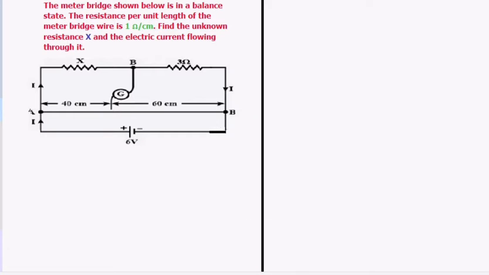In this video, we are going to be looking at problems on meter bridge. Let's quickly look at this example. The meter bridge shown below is in a balanced state. The resistance per unit length of the meter bridge wire is 1 ohm per cm. Find the unknown resistance X and the electric current flowing through it.